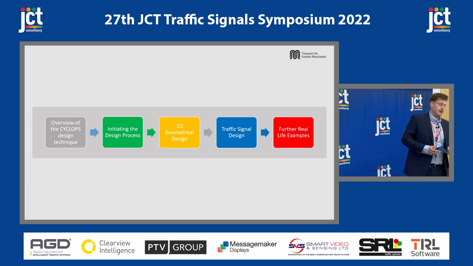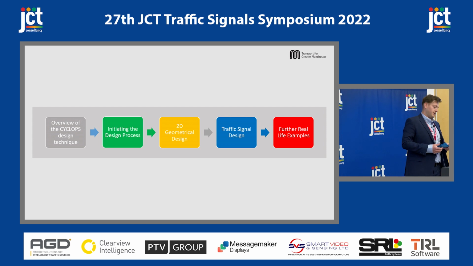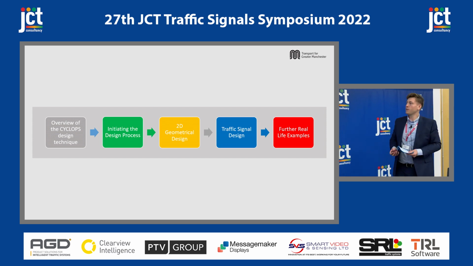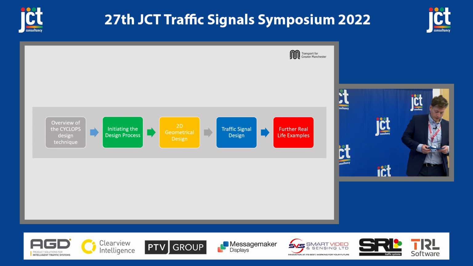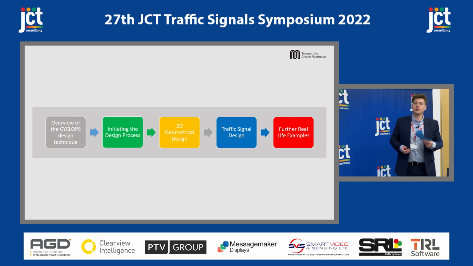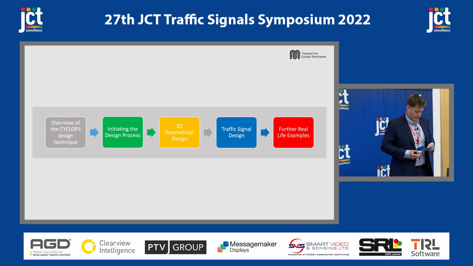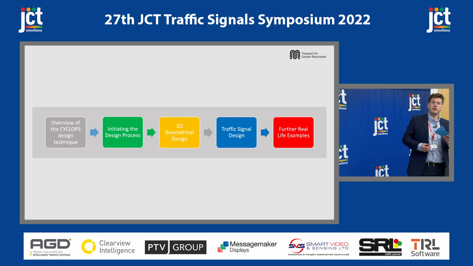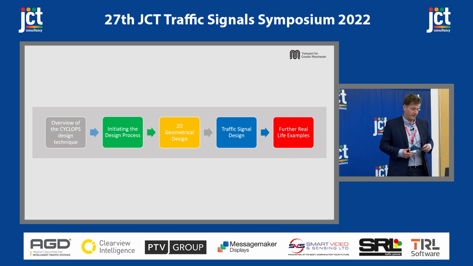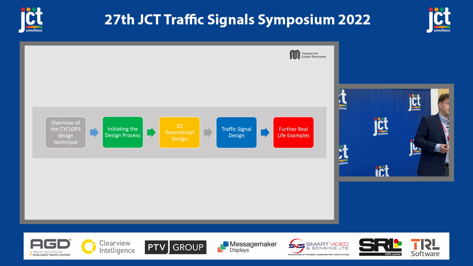So before I get into the details, I'd just like to give you a quick run-through of today's presentation. I'll start off with the overview of CYCLOPS design technique, then I'm going to talk about initiating and how we start the design process. Then I'm going to speak about the 2D geometrical design and some of the in-house standards that we use. And then I'm going to speak about aspects of the signal design and how we approach that and some of the problems that we need to be aware of when designing. And then throughout the presentation and towards the end, I'll be providing real-life examples showcasing some of the problems that we're facing and how we overcome them. And then I'll open up to questions.